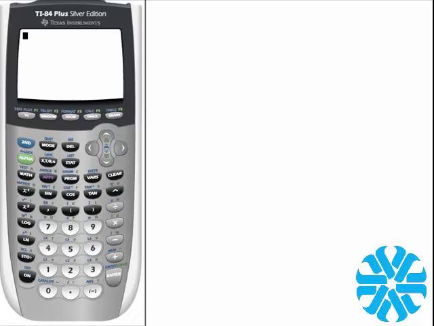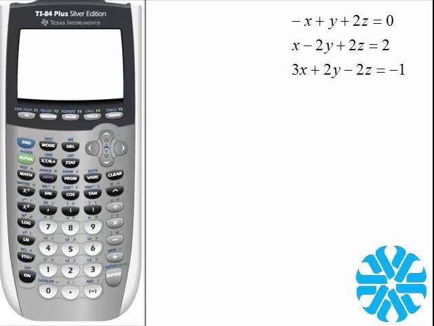Use a matrix in row-reduced echelon form to solve the following system of equations. Negative x plus y plus 2z equals 0. X minus 2y plus 2z equals 2. And 3x plus 2y minus 2z equals negative 1. Let's input the system of equations into the calculator.